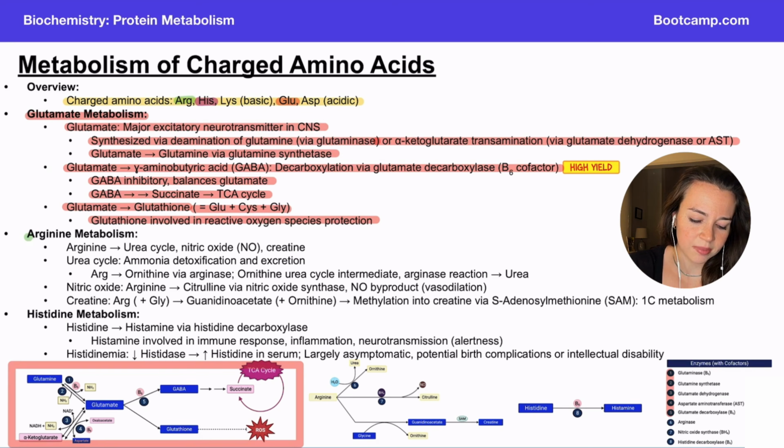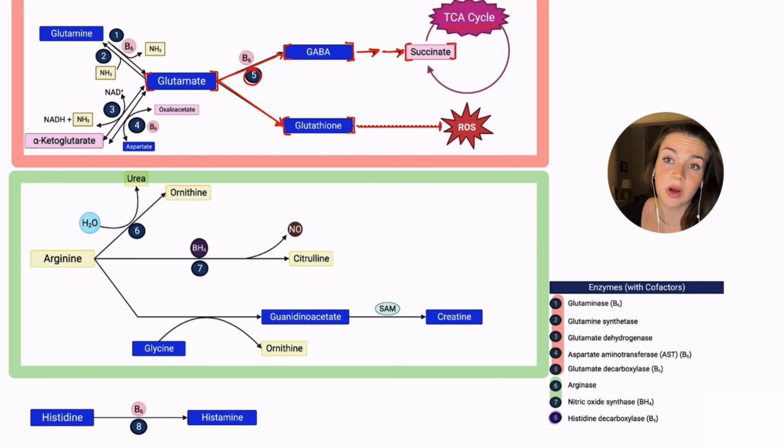Now let's move on and talk about arginine metabolism. There are three major end products of arginine metabolism. It can either participate in the urea cycle, it can create nitric oxide, or it is involved in the production of creatine. So the first and probably highest yield use for arginine is in the urea cycle.